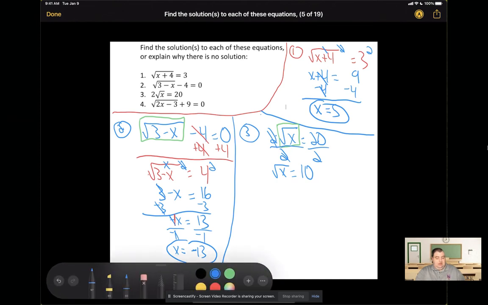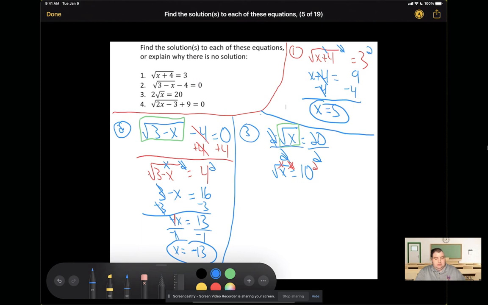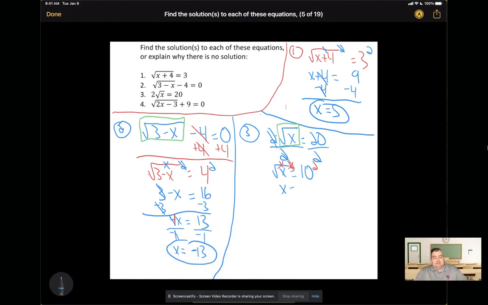Now I can go ahead and square both sides. So that and that cancel each other out, and I end up with x equals 10 squared, which is 100. So x equals 100 is the answer to number 3.